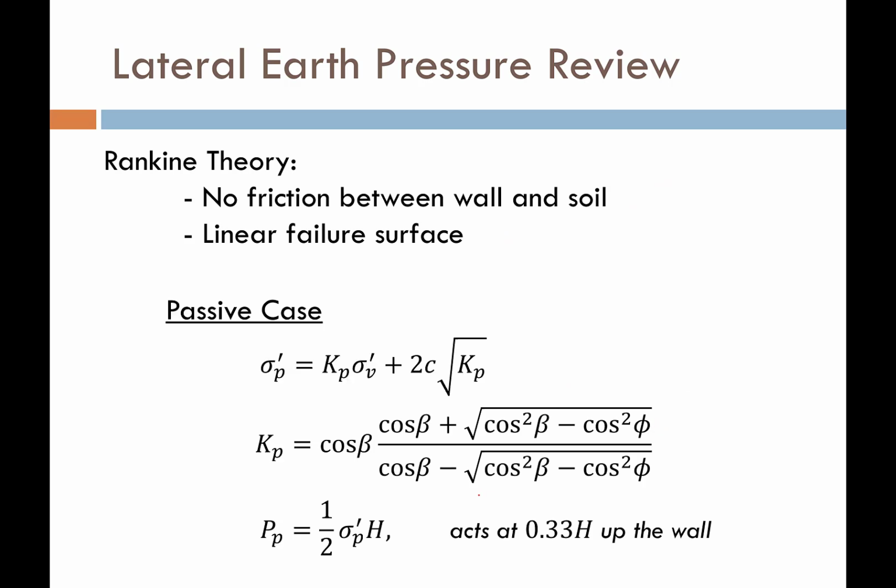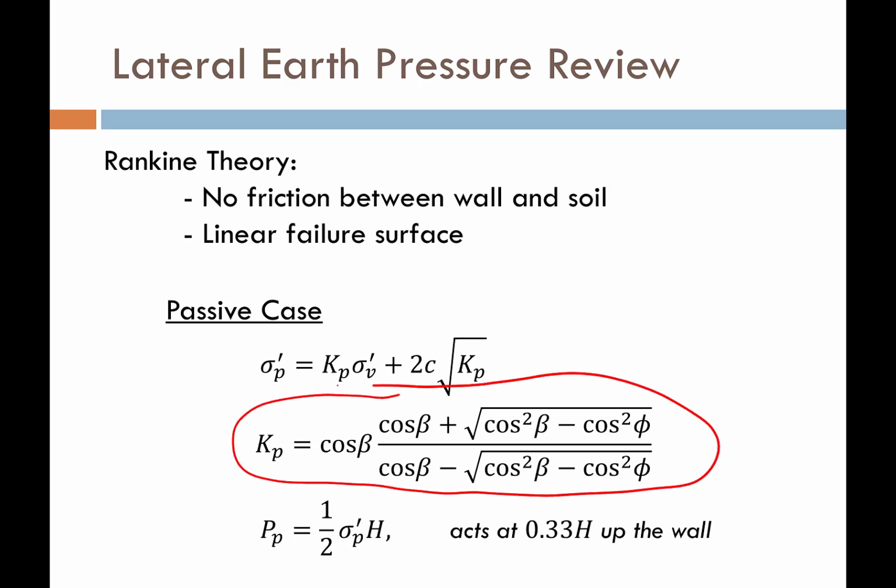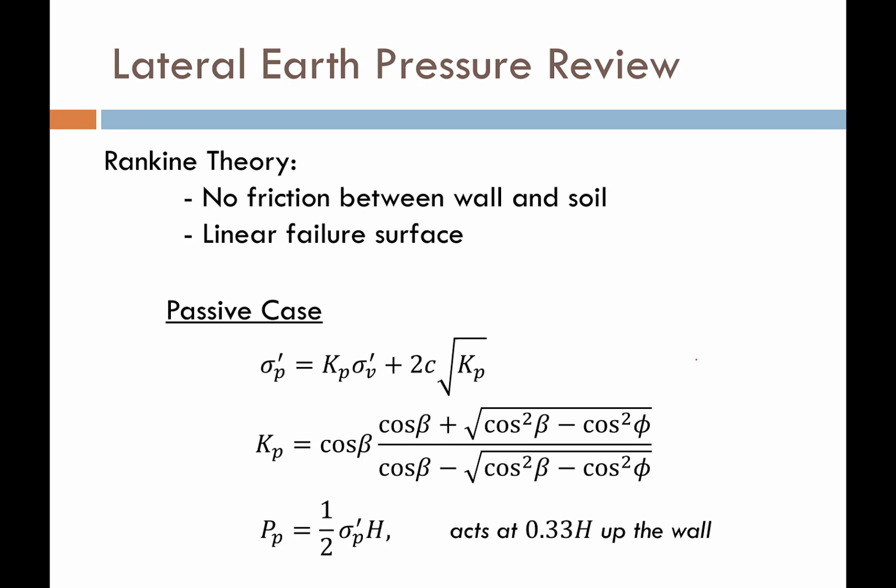That's the active case. For the passive case, very similar equations. We just have a change in the signs down here for our passive case, and again a very similar equation right down here. Oh my word, that's not right. I'm missing a K sub P right there. I'm not sure why that's not showing up. There's supposed to be a K sub P in that equation: 1/2 Kp times sigma prime P times H.